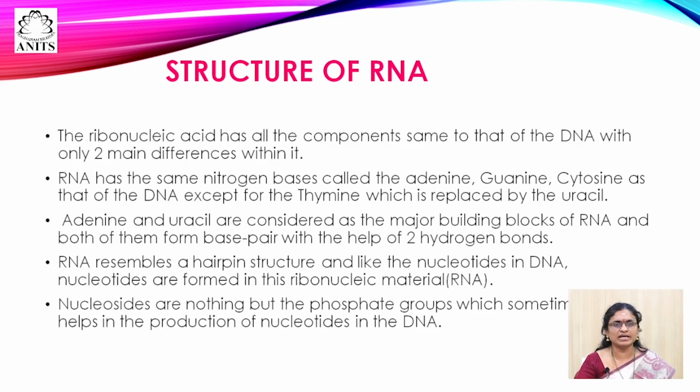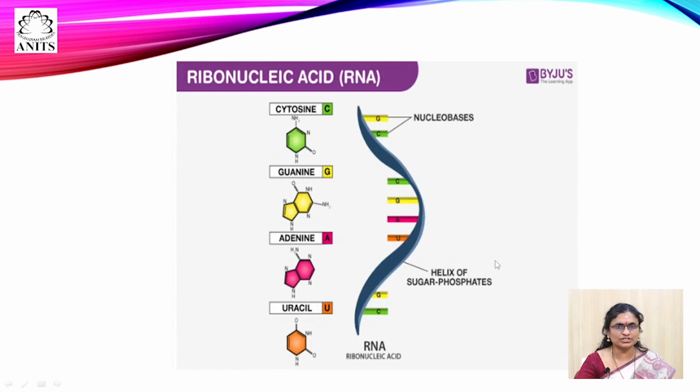RNA resembles a hairpin-like structure, and like the nucleotides in DNA, nucleotides are also formed in this RNA material also. Nucleosides are nothing but the phosphate groups which sometimes also help in the production of nucleotides in the DNA. This is the structure of RNA molecule.